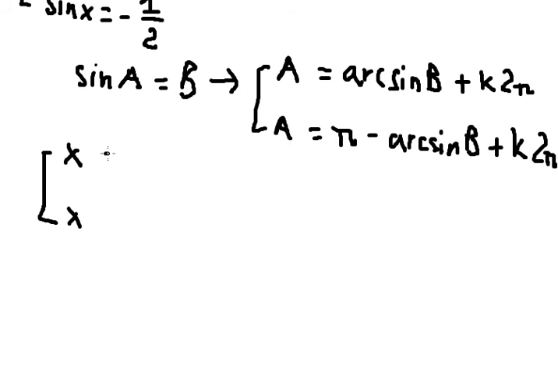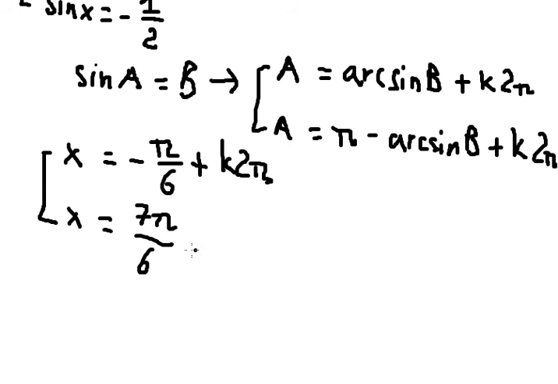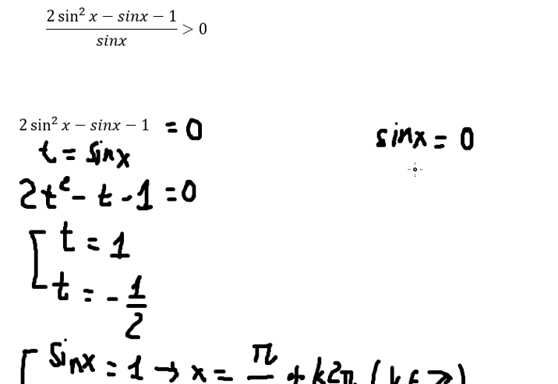Arcsin of negative 1 over 2 is negative π over 6, and we have k2π. And the second one, π minus negative π over 6, is 7π over 6. For sin x equals 0, x equals kπ.